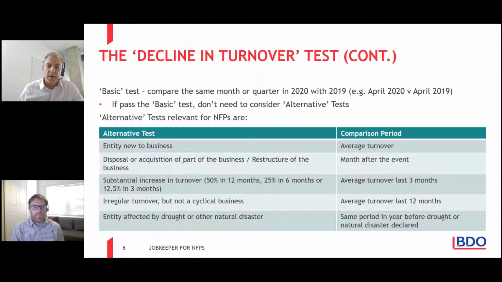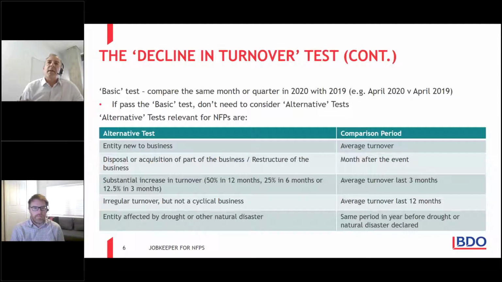Now, there have been a couple of questions that came through about the alternative tests. The alternative tests are there because effectively what we're saying is there's been a change in the business. When I look back 12 months, my business has changed so much in that period that just comparing April 2020 to April 2019 is not a fair comparison, because something has happened in the business over those 12 months which has changed. So this could be, in the first one, a new business that started.